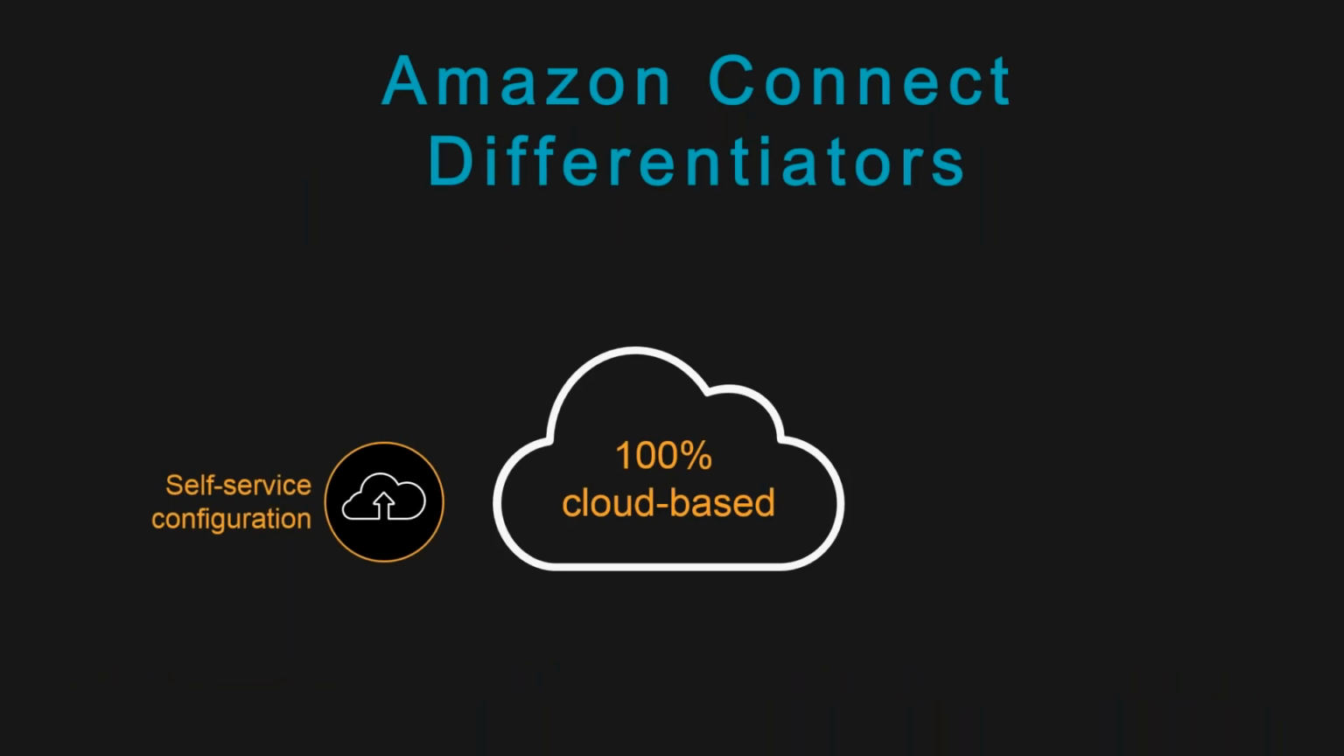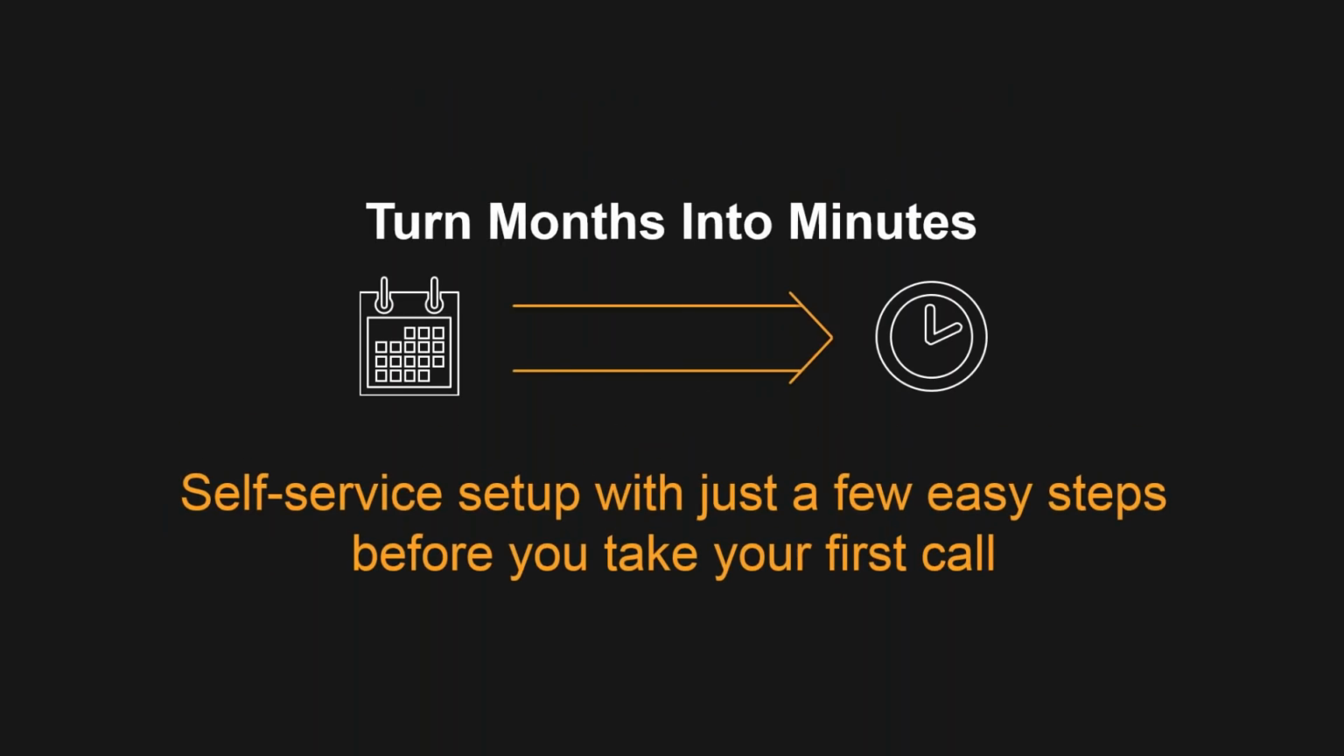Besides the standard functionality that you would expect to find in a contact center, Amazon Connect also includes some differentiators. For example, it's 100% cloud-based. You don't have to have any software downloads, no plugins, and no hardware. We like to say you can walk in with a laptop and in 5 minutes leave with a contact center. It has self-service configuration, meaning you only have to log into the console, create your instance of Amazon Connect by answering 5 simple questions, and within 5 minutes, you'll be able to take your first call.